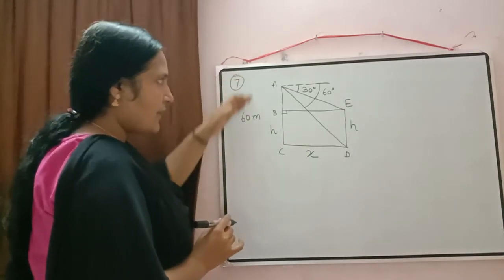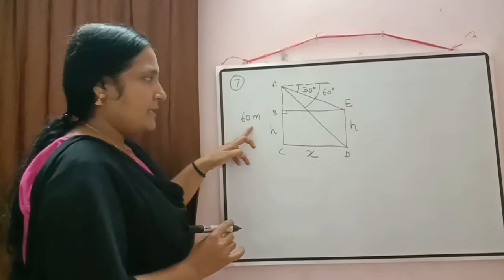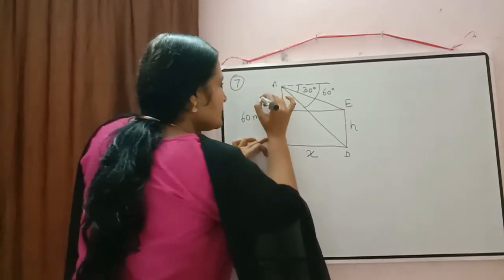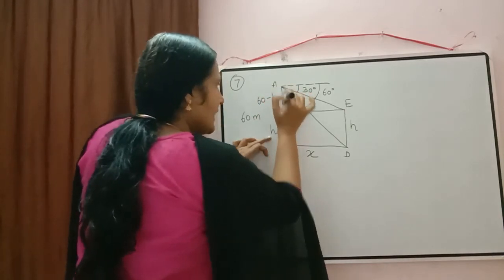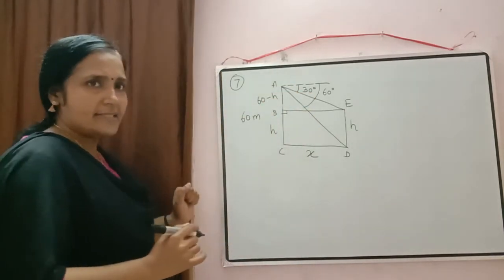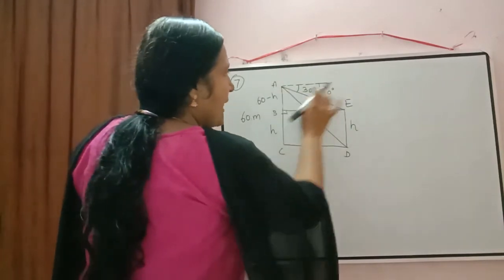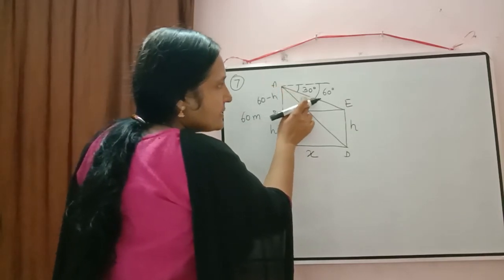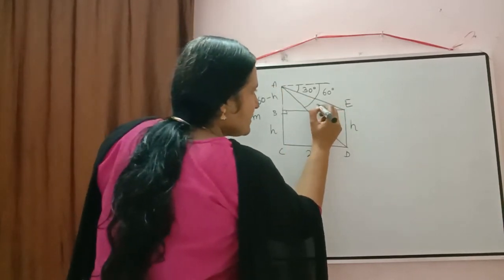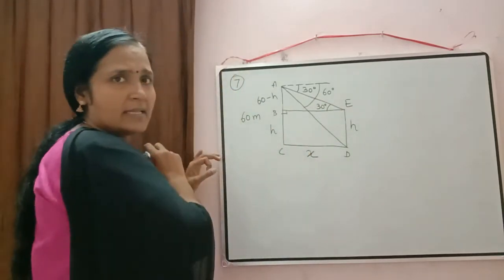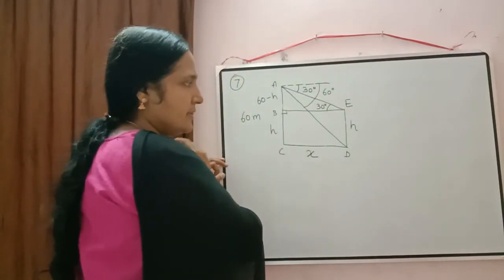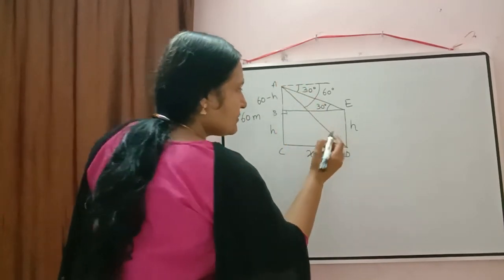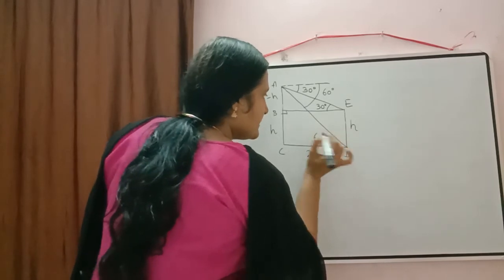What is the total height of the building given? 60 meter. And till here the height we have taken as H. Then how much will be this one? 60 minus H. AB will be equal to 60 minus H. Now again, two parallel lines intersected by the transversal. Which is the transversal here? This is the transversal. Then according to the concept of alternate interior angles, this angle will be equal to 30 degree. And using the same concept, this is the transversal which we have, so this angle will be equal to 60 degree.